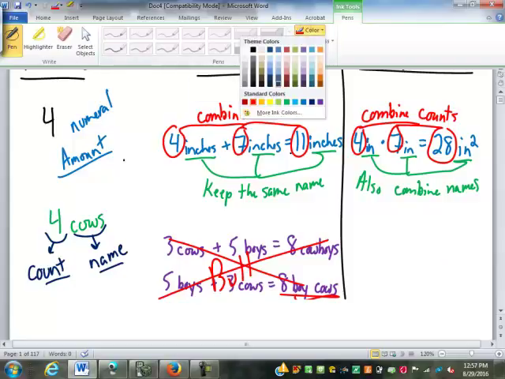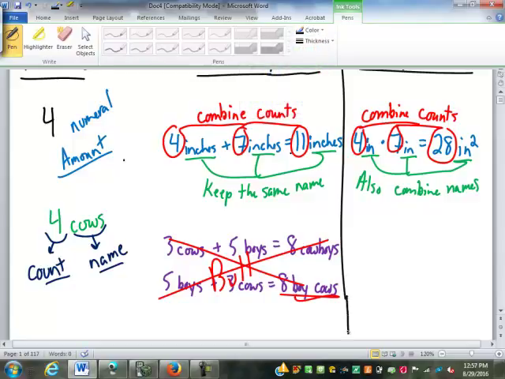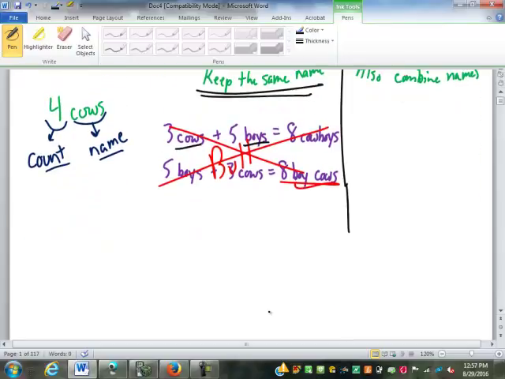There's a point behind it. When we are adding numbers, we're going to keep the same name, which implies we must start out with the same name. Up here we had inches and inches, and we combined them to make inches. Here we had cows and boys. We cannot combine those with addition, because if they don't have the same name, we don't know what name to keep.